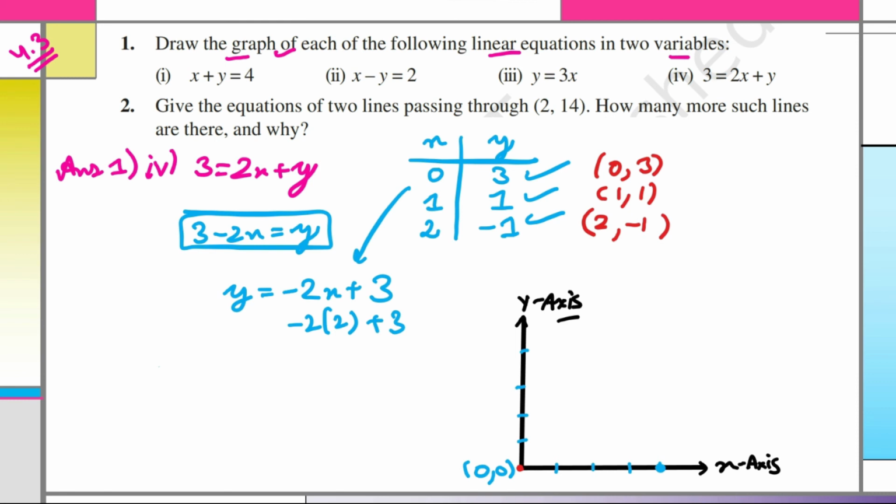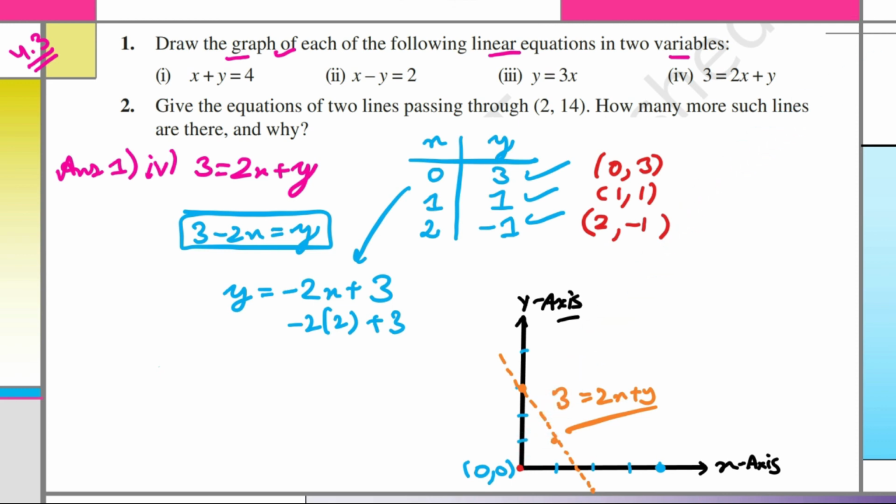So my friends, let's plot these points now. The point (0, 3) would be somewhere here. (1, 1) would be here, and (2, minus 1) would be down here in this place, which is unfortunately outside the screen, but it would come like this. It will be this graph. So 3 equals 2x plus y would have this particular graph. My friends, I hope these solutions are clear.